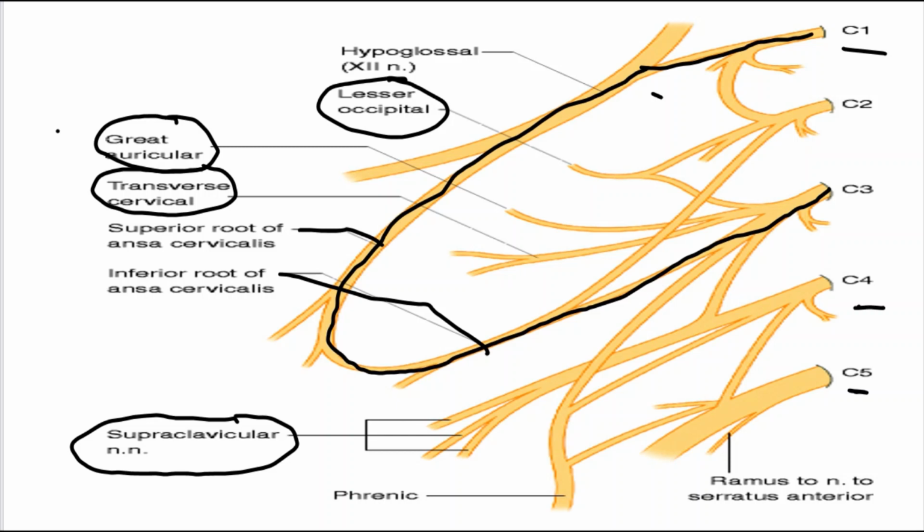What you need to understand is that the phrenic nerve has its rootlets, its origins, in the cervical plexus. The phrenic nerve comes from C3 up to C5. So phrenic nerve, C3 up to C5.